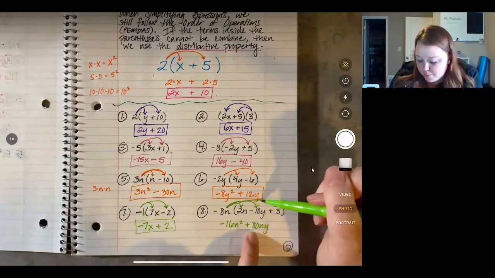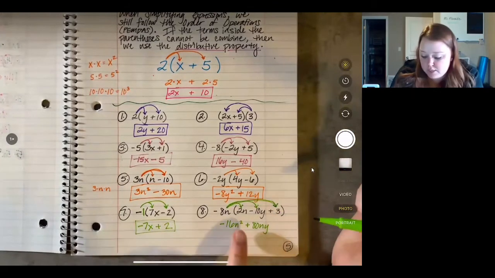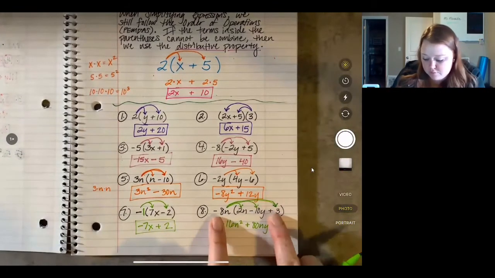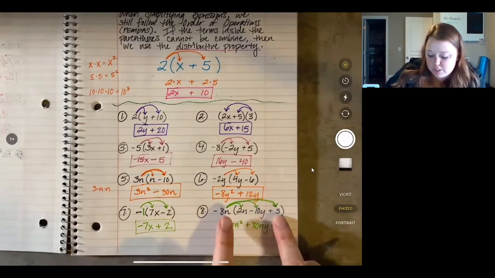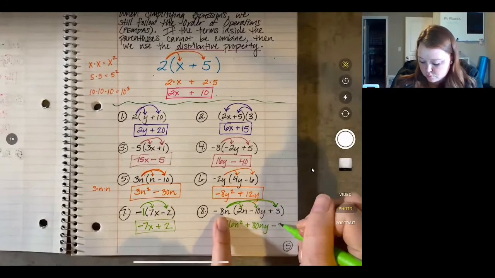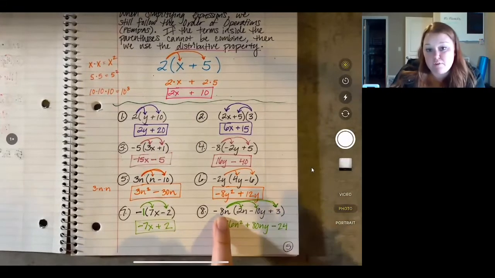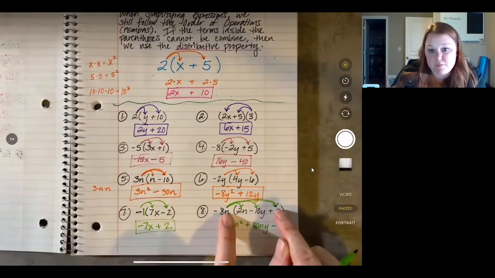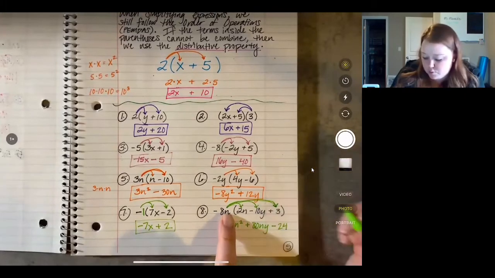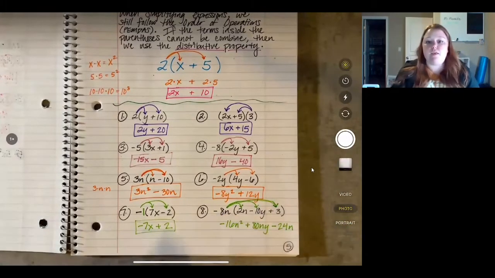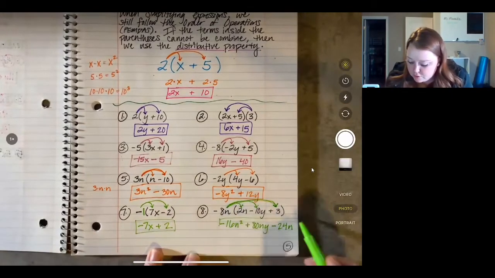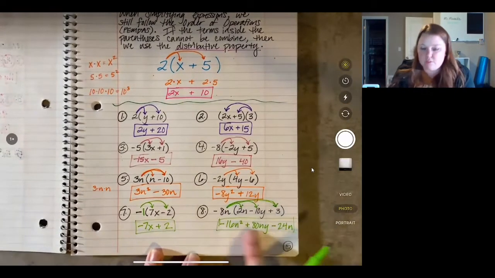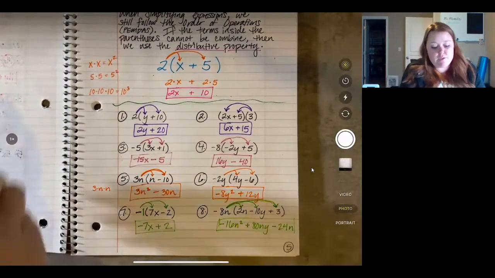Still got to multiply it by this last term though. Negative times positive, negative. Focus on your coefficients. 8 times 3, 24. Multiply your variables. N times, and then there's no variable there. So we're just going to drop in that. Okay, so that would be your final answer. There's nothing you can combine in here because none of them are like terms.